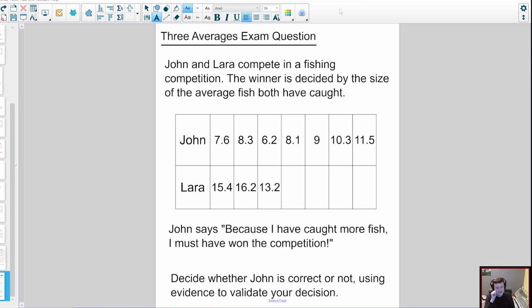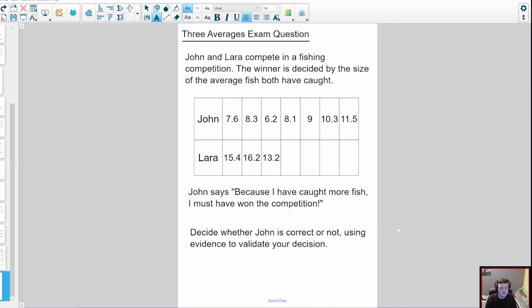Okay, so here is an example of an exam style question that would be asked about all 3 averages. You could get asked about mean, median, or mode, or range, and often you'll have to make a comment about the average as well. Here it says, John and Lara compete in a fishing competition. The winner is decided by the size of the average fish both have caught. John says, because I've caught more fish, I must have won the competition. So decide whether John is correct or not using evidence to validate your decision. Have a go at this, and I will be back in a minute to see how you get on.